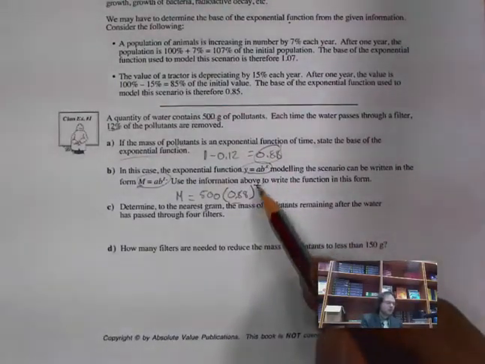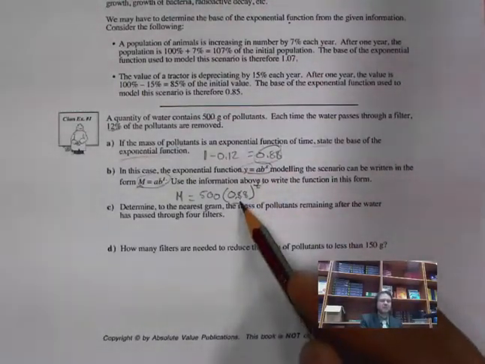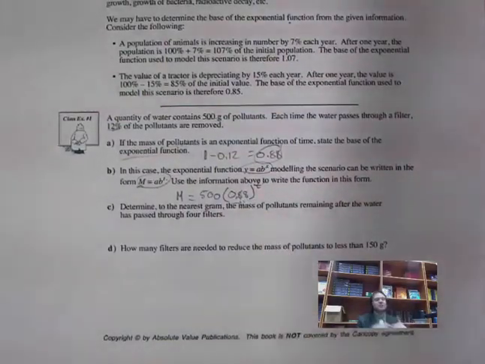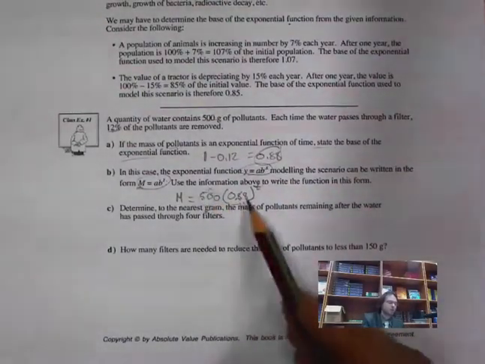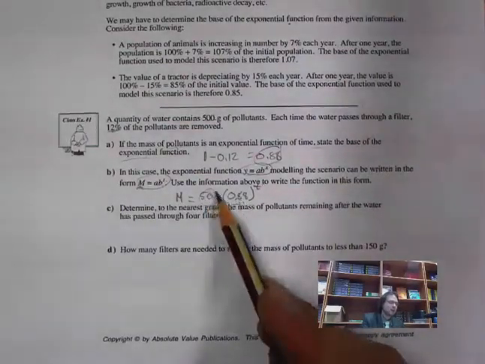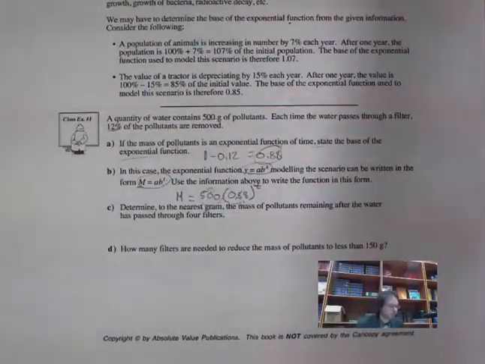So after 5 years, we go down by 12% 5 times. So we only have 88% of the original 5 times if it was 5 years. So we have to multiply 0.88 by 500 5 times. Okay?